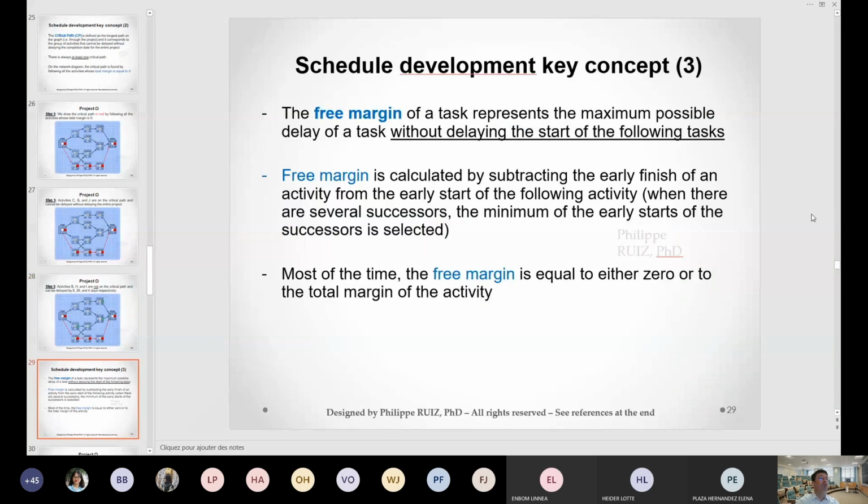Before I move on, I must introduce another concept. This one is less widespread, even though it's well known in project management. This last concept is free margin. It represents the maximum possible delay of a task without delaying the start of the following tasks. Free margin is calculated by subtracting the early finish of an activity from the early start of the following activity. When there are several successors, you take the smallest of the early starts. Again, the free margin is by how much I can delay an activity, not without delaying the entire project this time, but without delaying the one that follows it. And the computation is fairly easy.